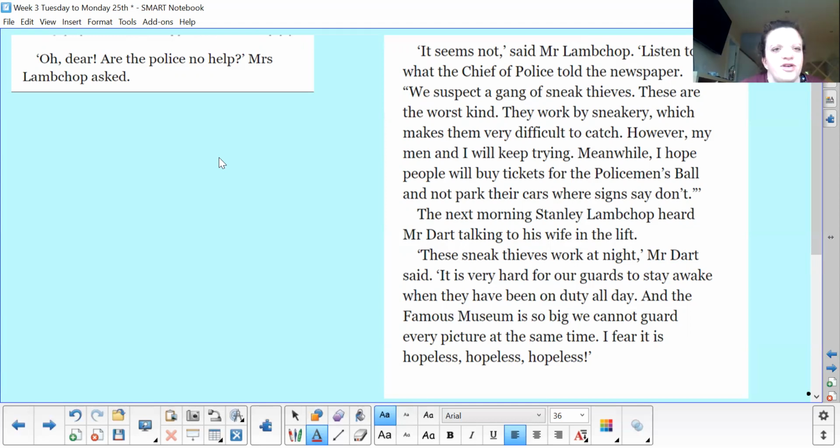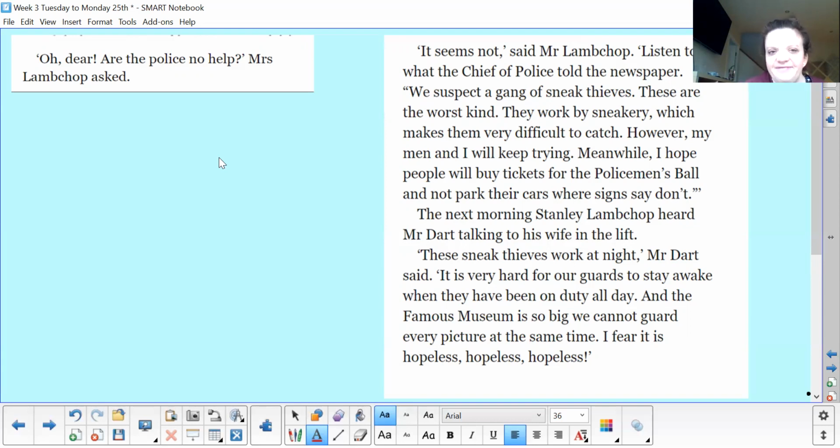Oh dear, are there no police, no help? Mrs. Lambchop asked. It seems not, said Mr. Lambchop. Listen to what the chief of police told the newspaper. We suspect a gang of sneak thieves. These are the worst kind.